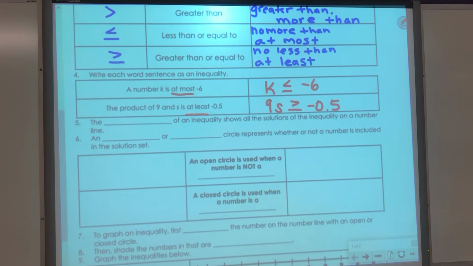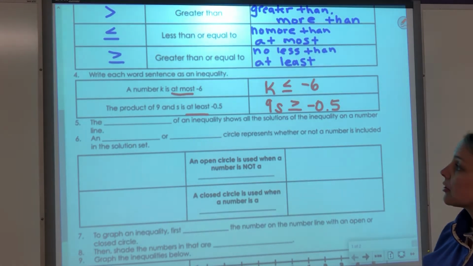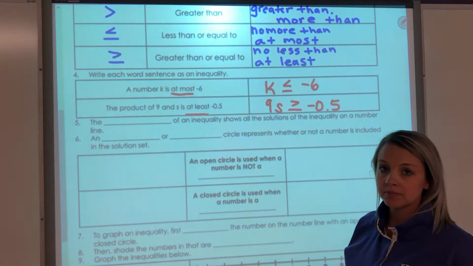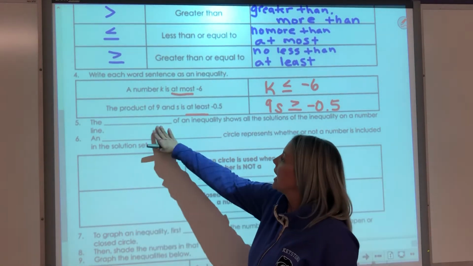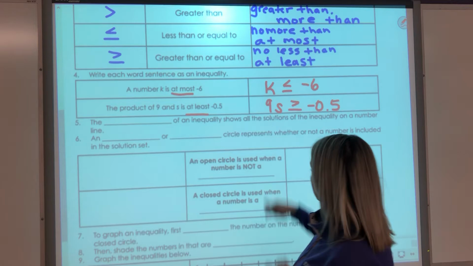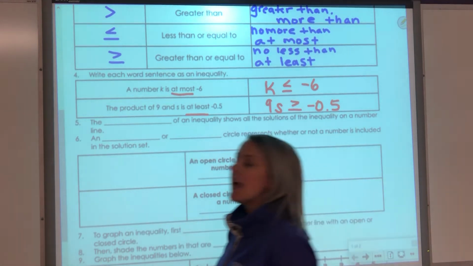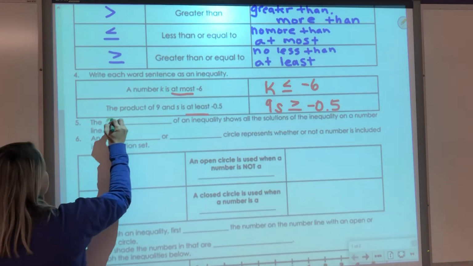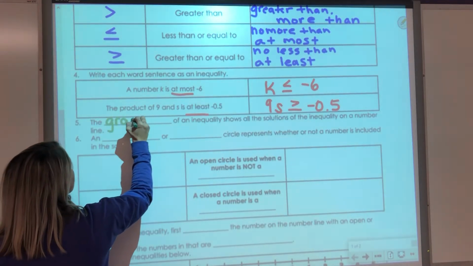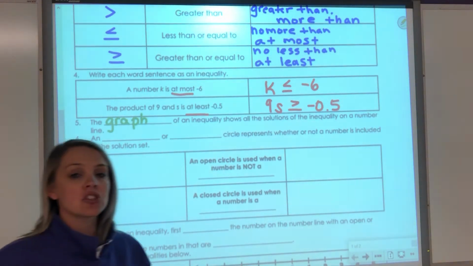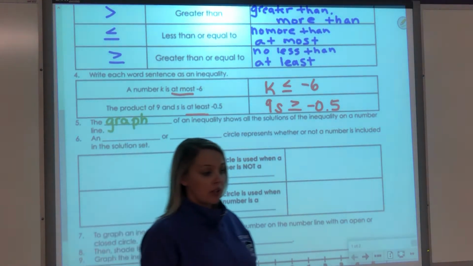So another way we can represent inequalities is to show a picture. The graph of an inequality shows all the solutions of the inequality on the number line. And we call this the graph. So we can actually make a graph that shows the solutions of an inequality.